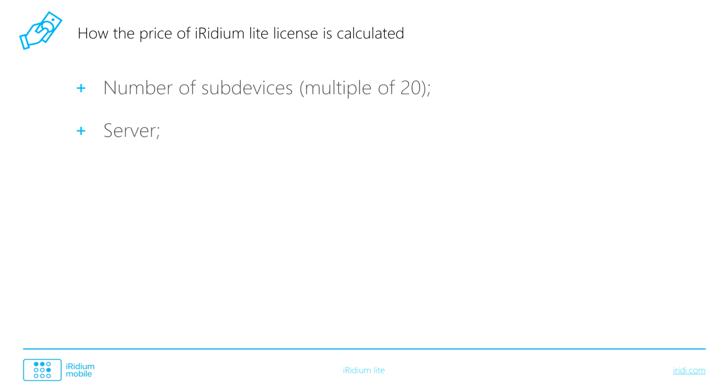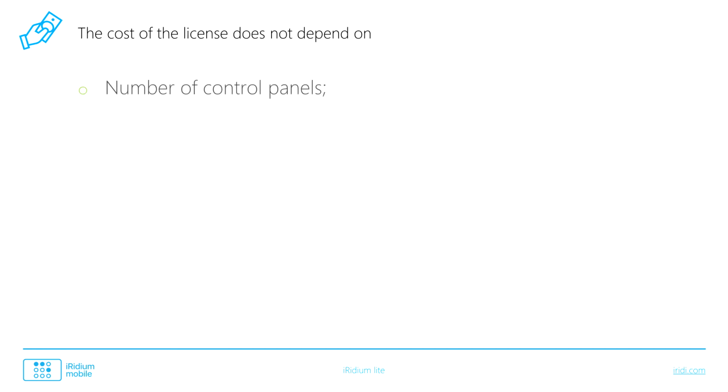The price is also determined by whether a server is used in a project. And if you use one of our hardware servers, iRidium Server RPI, UMC or NUC, the price of the hardware is added. If you have commercial modules in a project, for example, voice assistants, their price is included in the price of a license.